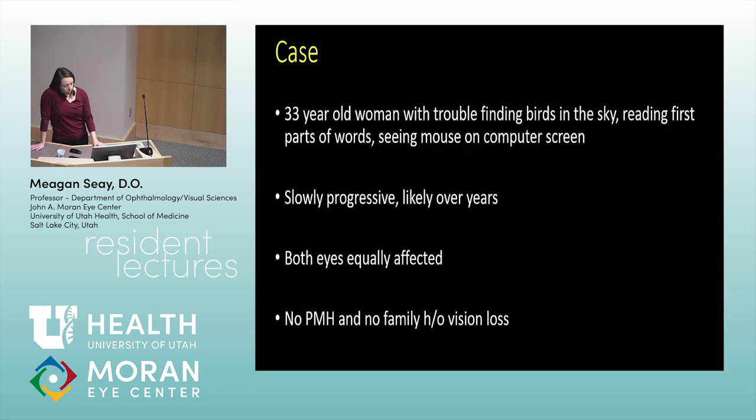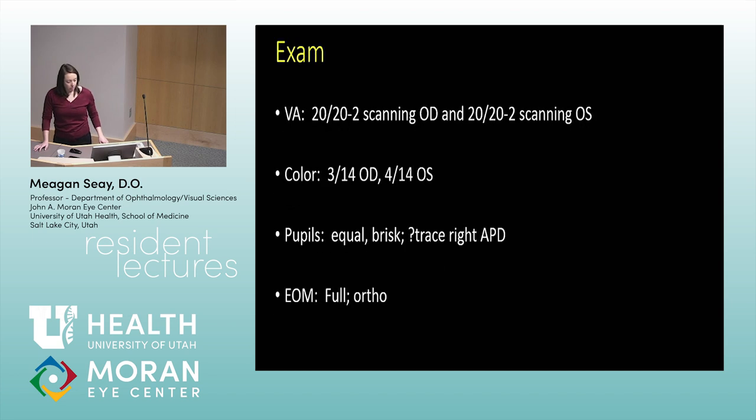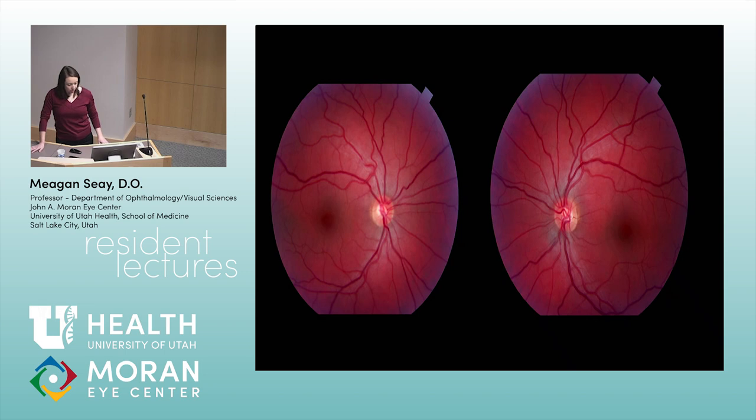So here's a 33-year-old woman who had trouble finding birds in the sky, reading first parts of words, seeing the mouse on the computer screen. Slowly progressive. She doesn't really know when it started, but it's probably been a few years. Thinks both eyes equally affected. Otherwise healthy, no family history of vision loss. On her exam, she can get to 20/20 in both eyes with eccentric vision. Colors decreased in both eyes. Pupils equal. There's a questionable trace right APD. Eye movements otherwise normal. So these are her optic nerves.